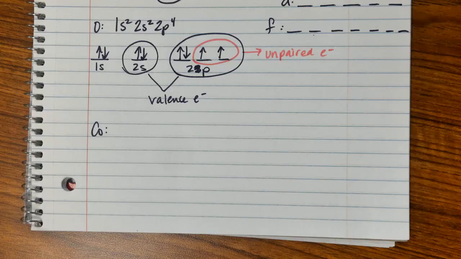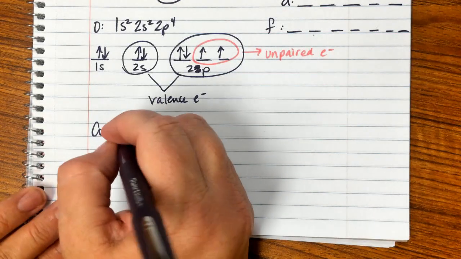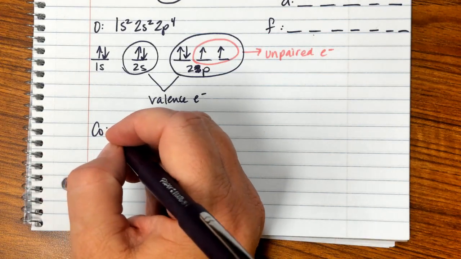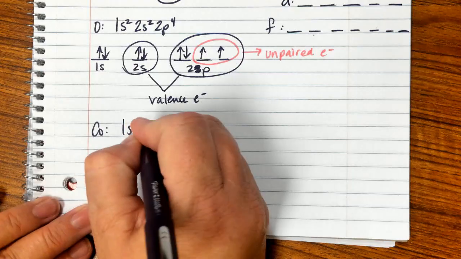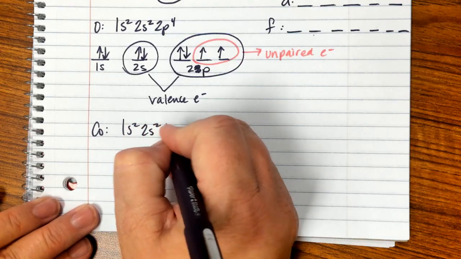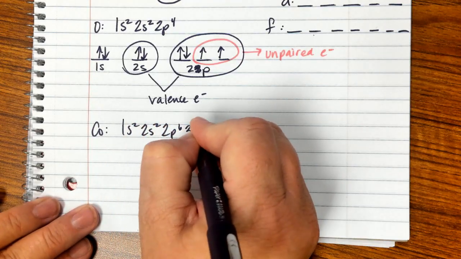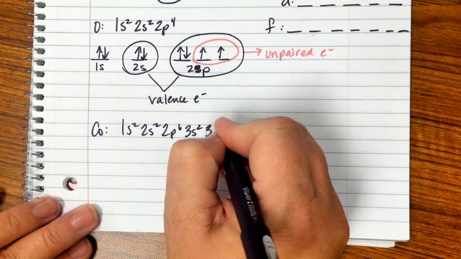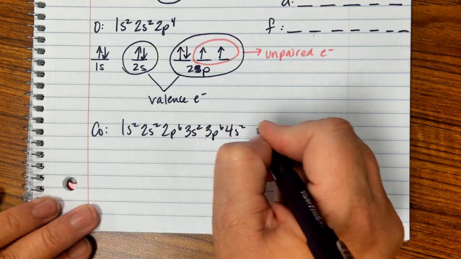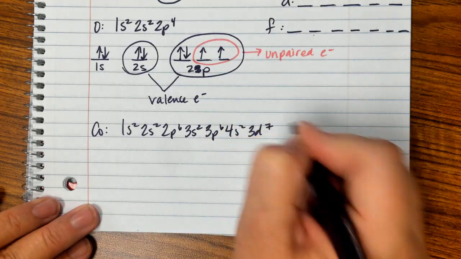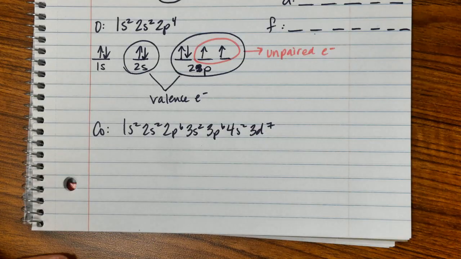Okay, what is our electron configuration? 1s2. I heard most of y'all say it correctly. It's 3D7. Remember, the D's are always one behind. Okay, the D's are always one behind.